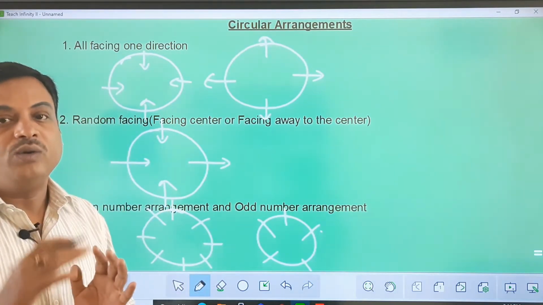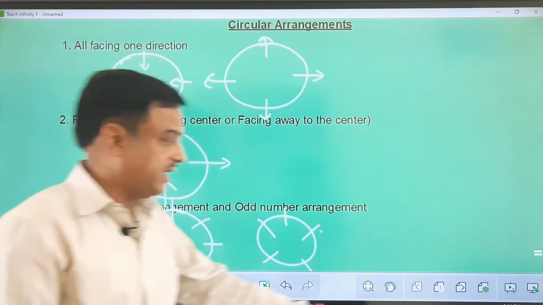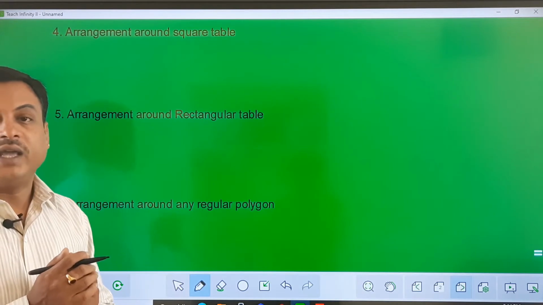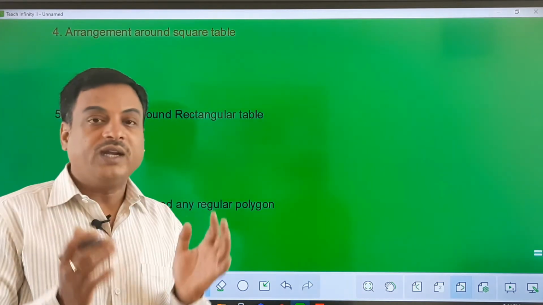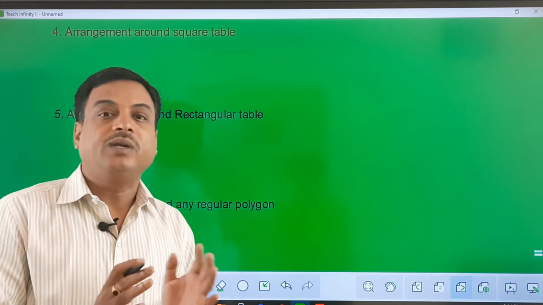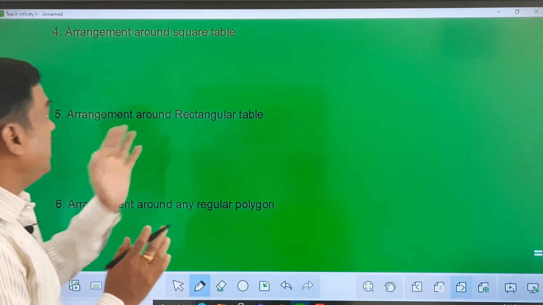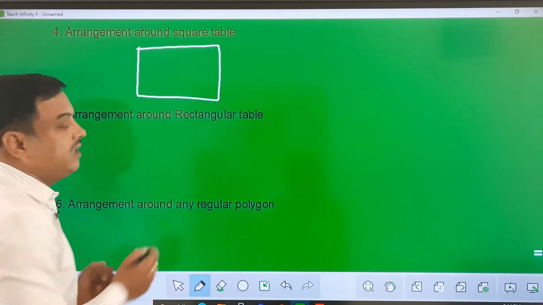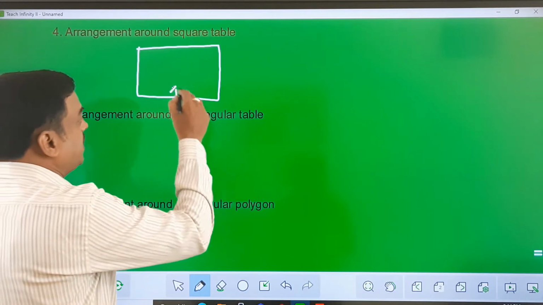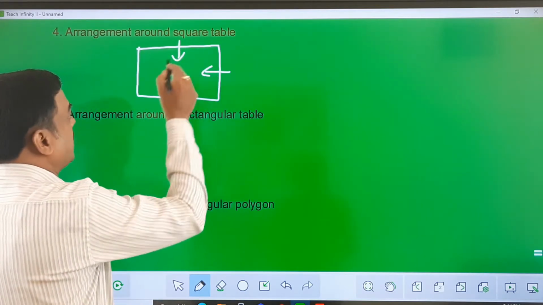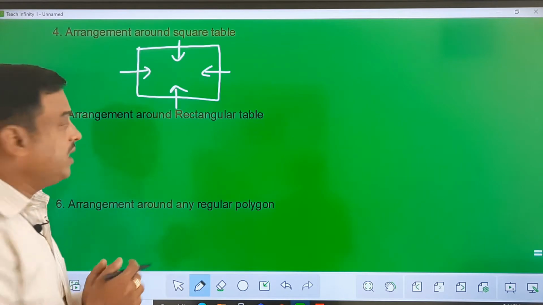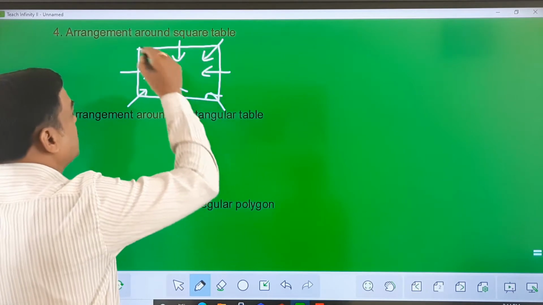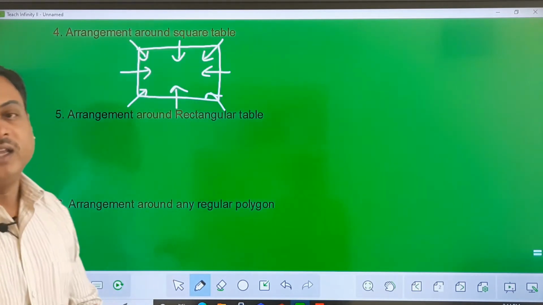Okay, so let us move on to the next point, which is also important to understand. Here let us see the next point, arrangement around a square table. I am trying to cover all the possible cases which are very similar to circular arrangements. When I am talking about a square table, friends, we all know a square table looks something like this. There can be people sitting at the sides of the square, or sitting at the corners also. So this is called square table arrangement.